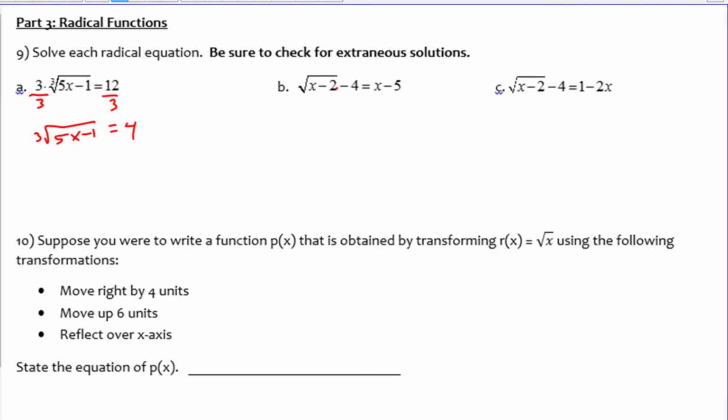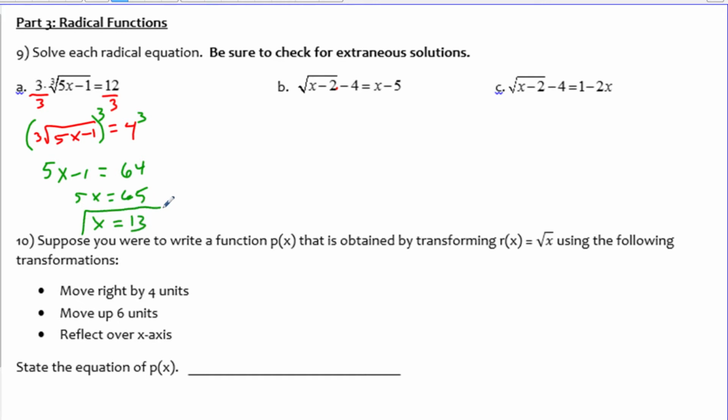To get rid of cube rooting, we do the opposite operation, which is cubing. So I'm going to cube this side, and also cube the right. Now it says 5x minus 1, because the cube root and the cube will cancel, and 4 cubed is 64. Now I just keep solving. I'm going to add 1 to both sides, get that 5x equals 65, and that means that x is equal to 13.